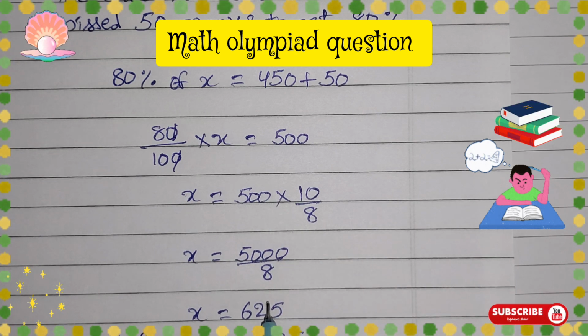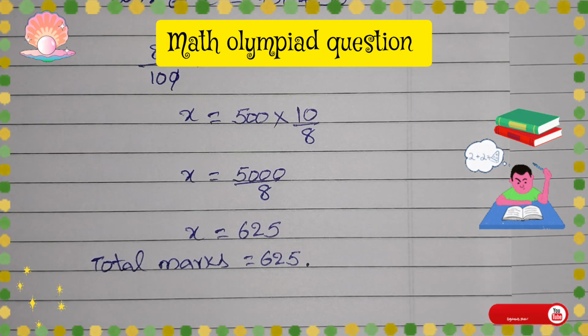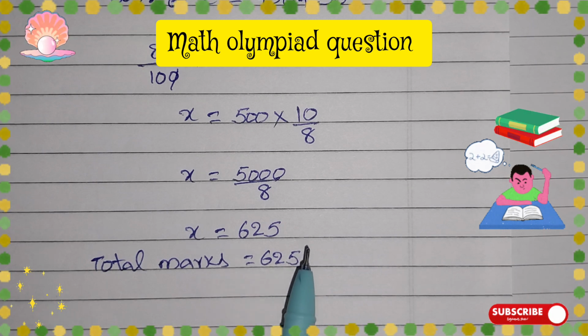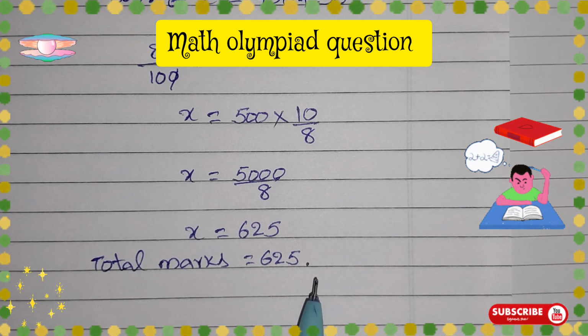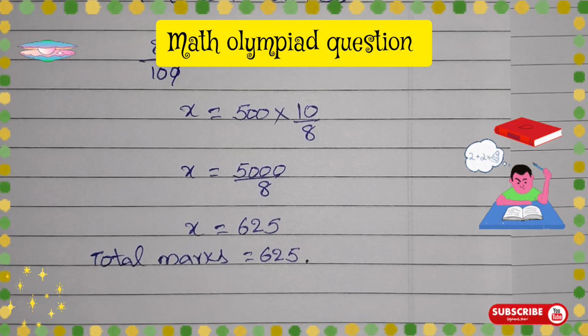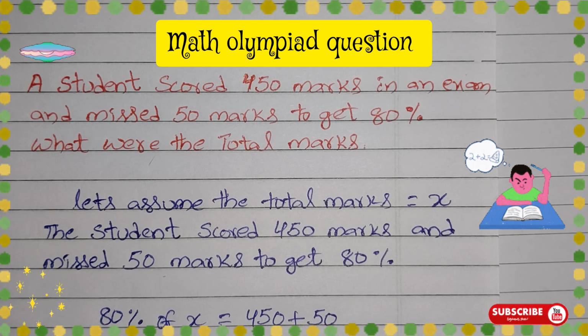x equals 500 multiplied by 10 by 8. 500 multiplied by 10 equals 5000. x equals 5000 by 8. x equals 625. The total marks is 625.